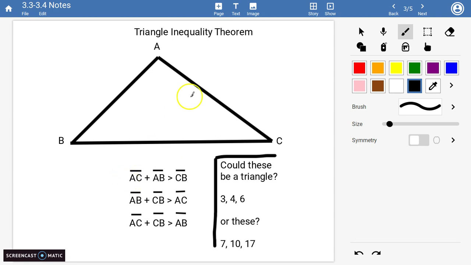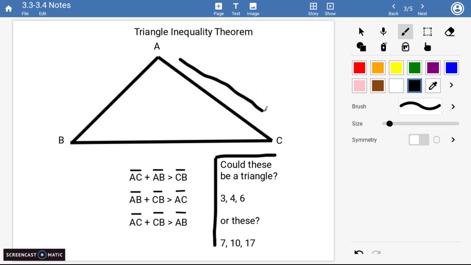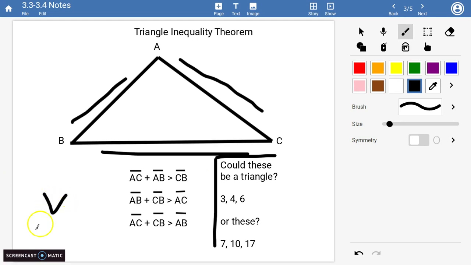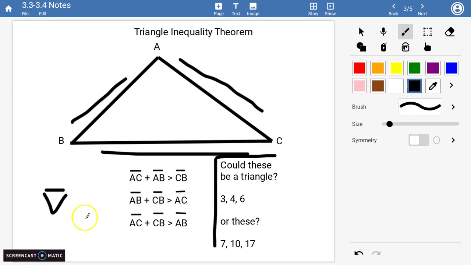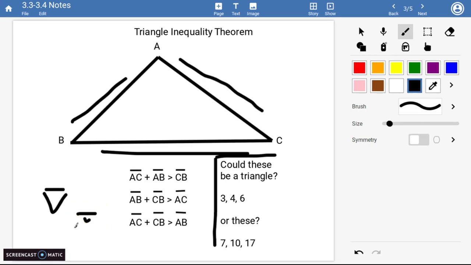But AC right here plus AB is always going to be, if it's a triangle, greater than CB. So think about it. If you have 2 things like that, and then we have this, that would be the CB. Well, if it was less than that, then it would be like this, and that's not a triangle, that's just a weird thing. So that's how you know that.